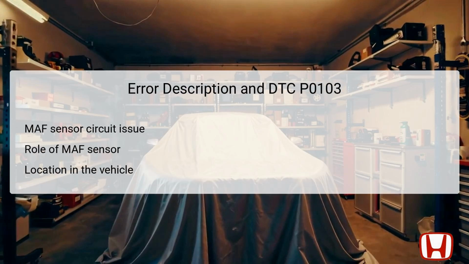The error described by DTC P0103 pertains specifically to the MAF sensor. The mass airflow sensor plays an integral role in assessing the amount of air entering the engine. This data is vital for the engine control module, ECM, to calculate the right fuel delivery. Typically, this sensor is situated between the air filter and the engine's intake manifold. Its wiring and connections are essential for ensuring an accurate signal is sent to the ECM.